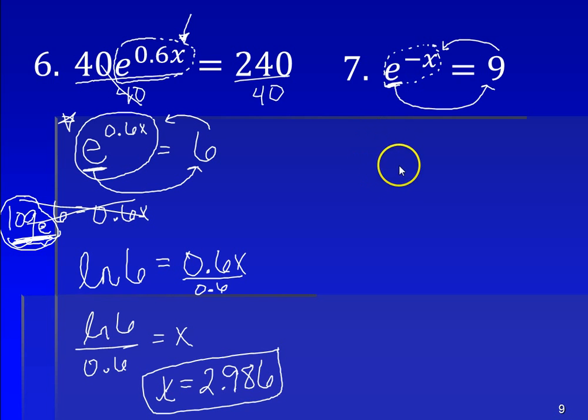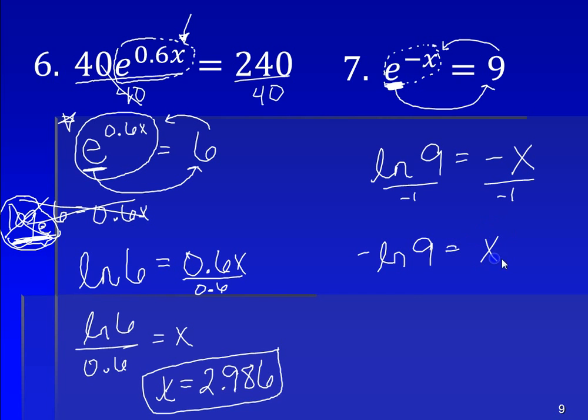So am I going to write log base e since e is my base? No. Remember, we don't write log base e. When it's a base of e, we write ln. So ln of 9 equals negative x. Well, this one's pretty easy. Negative x, how do we make that a positive? Divide by negative 1. So I have negative natural log of 9 equals x. Type it in your calculator. Negative natural log of 9. You get negative 2.197.